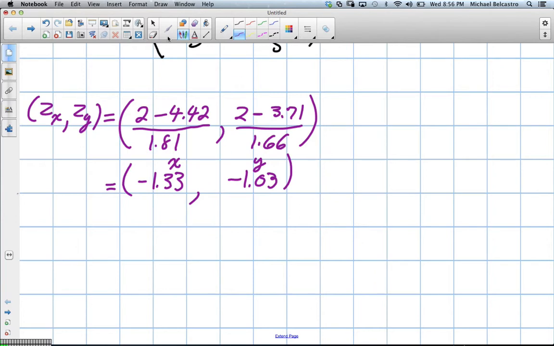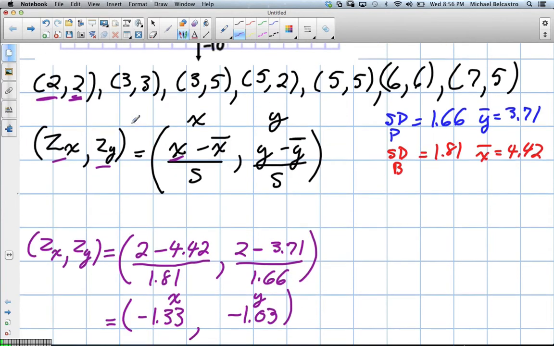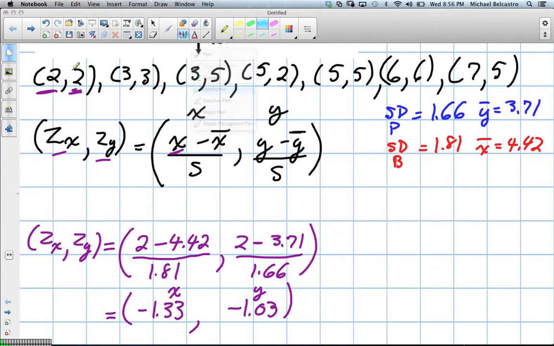And this is only one coordinate, right? So far, we've only standardized this guy. This is the new coordinates for the standardized version of that point. So we'd have to do that for every single one, which we'll go through another one, and then we'll actually do the rest off air so that we don't waste too much time.